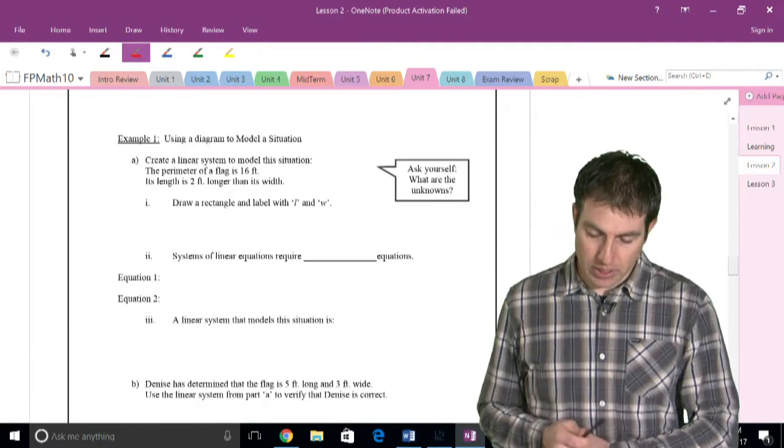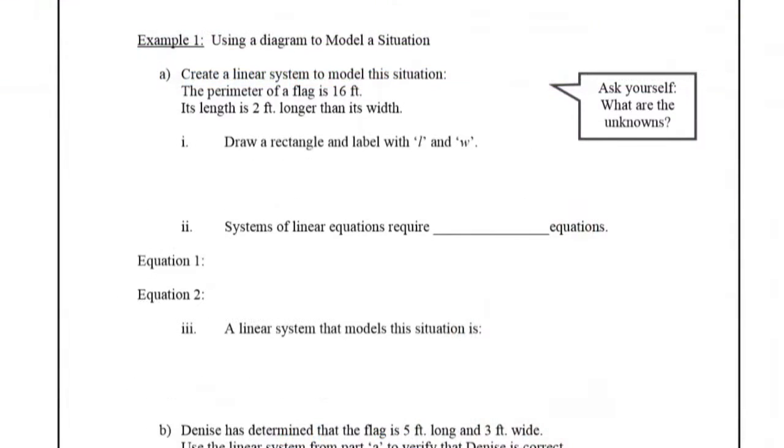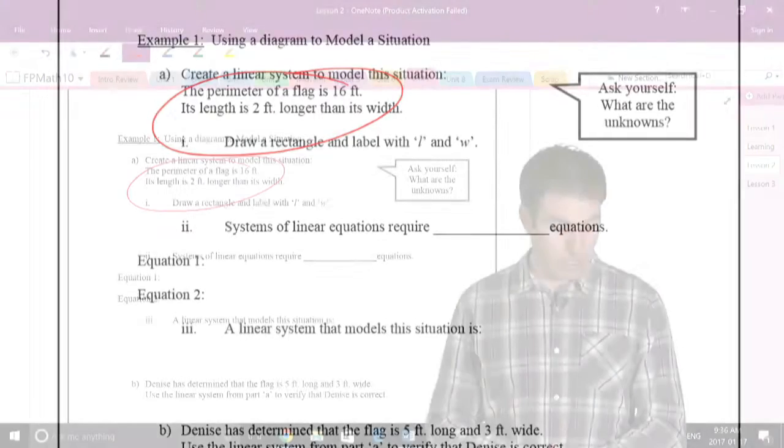So create a linear system to model this situation. The perimeter of a flag is 16 feet. The length is 2 feet longer than the width. So just reading the question, I can't just magically come up with an answer to this. I could guess and check. That'll work. For sure that'll work. It might take a while.